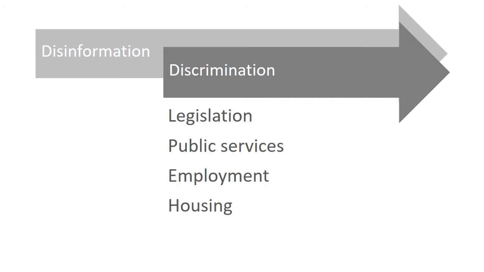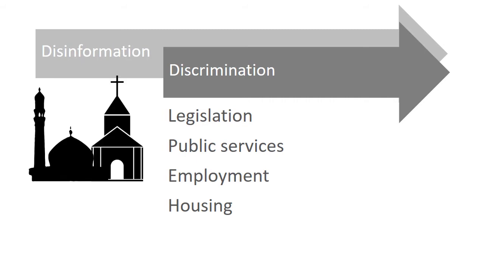In the second phase, we see not only disinformation, but discrimination too. Discrimination affects people in every area of life. Sometimes the state has discriminatory legislation, for example, different rules for different groups when it comes to building places of worship. Religiously based family and personal identity law can also have discriminatory elements, such as bans on leaving the majority religion and on interreligious marriages.